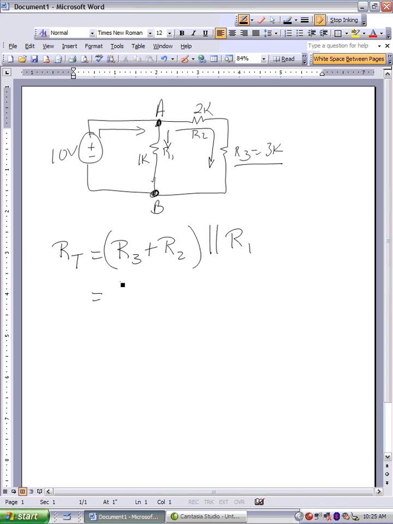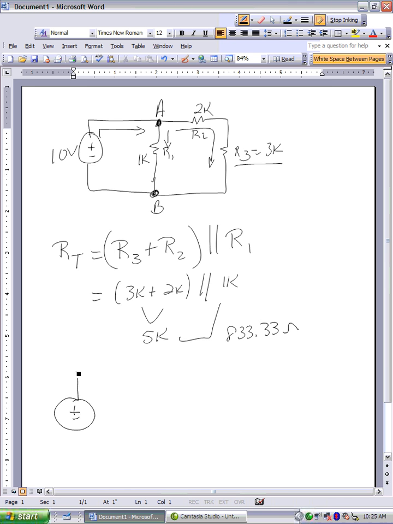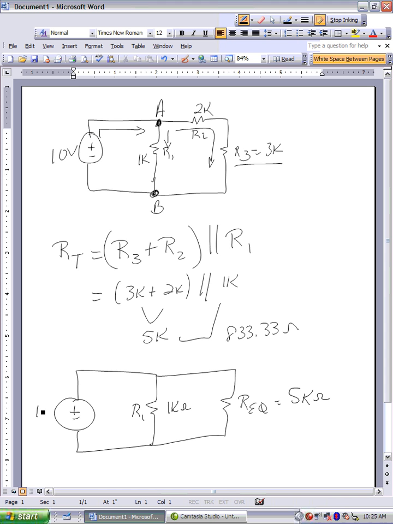If I substitute the values, 3K plus 2K in parallel with resistor 1, I get 5K in parallel with the 1K, which comes to 833.33 ohms. Now when I redraw my circuit, I'm just going to redraw the equivalent resistors as a 5K resistor, and this is still R1, 1 kilo ohms and 10 volts.